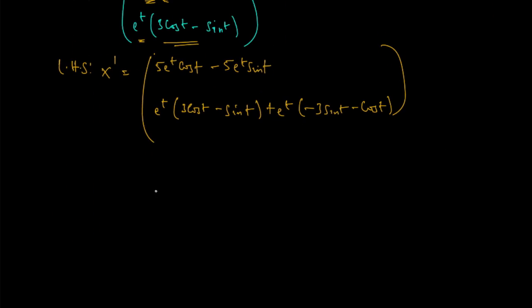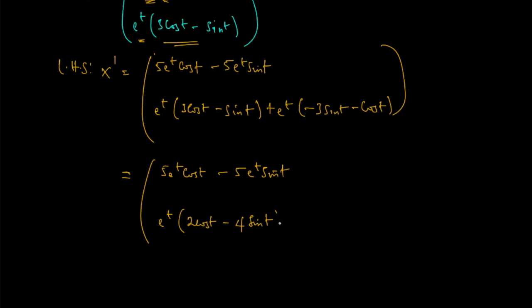And then when we simplify this, the first row still stays the way it is. That's 5e^t cos t minus 5e^t sin t. And then when we simplify what we have here, just algebraically collecting like terms, what we would have is e^t, factored out, times (2 cos t minus 4 sin t). Now this is what we'll have for the left hand side.